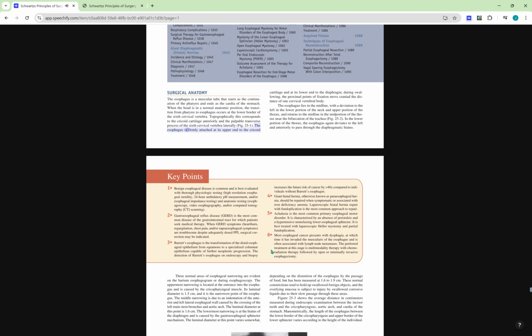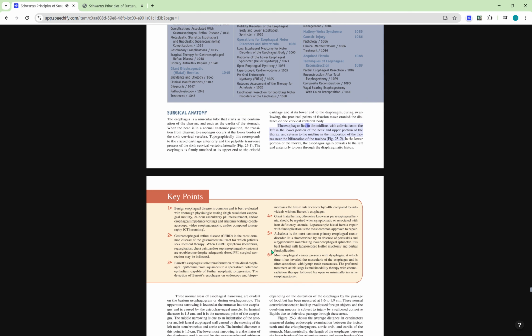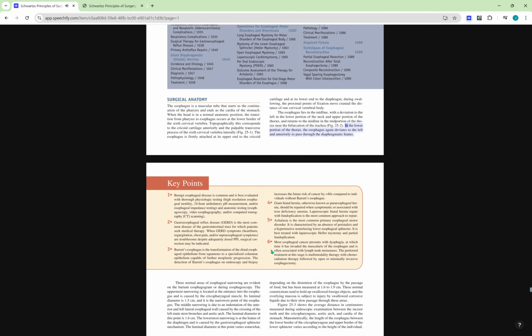The esophagus is firmly attached at its upper end to the cricoid cartilage and at its lower end to the diaphragm. During swallowing, the proximal points of fixation move craniad the distance of one cervical vertebral body. The esophagus lies in the midline, with a deviation to the left in the lower portion of the neck and upper portion of the thorax, and returns to the midline in the mid portion of the thorax near the bifurcation of the trachea. In the lower portion of the thorax, the esophagus again deviates to the left and anteriorly to pass through the diaphragmatic hiatus.